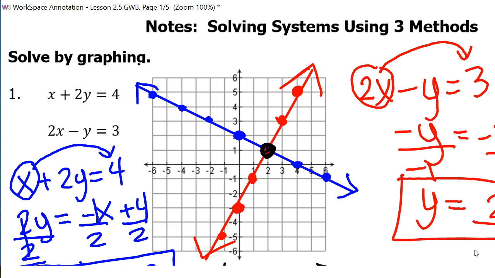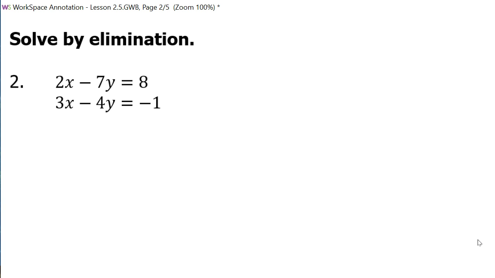Looking at problem number 2. Number 2 says to solve by elimination. Remember, for elimination, x and y have to be on the left. Our constants have to be on the right. So, do you see a zero pair with x and y? No.